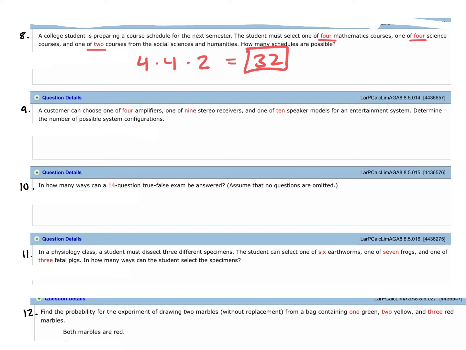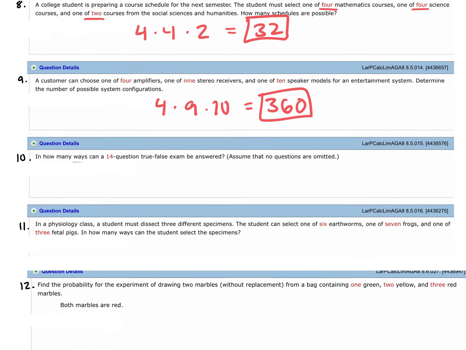Number 9, a customer can choose one of 4 amplifiers, one of 9 stereo receivers, one of 10 speaker models for the entertainment system. Determine the number of possible system configurations. What should we do here? Same thing. So we have 4 options for the amplifier, 9 options for stereo, and 10 for the speaker. So multiply these together, it would be 360. Good with that one?